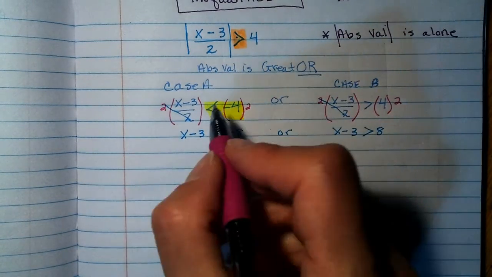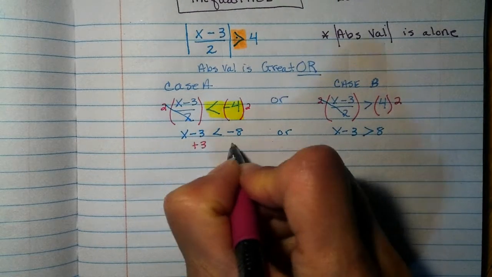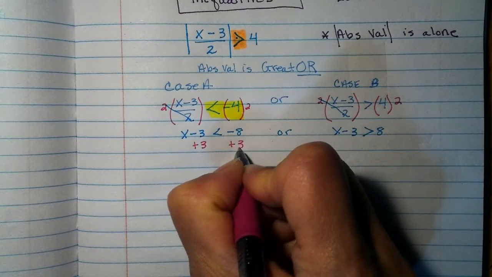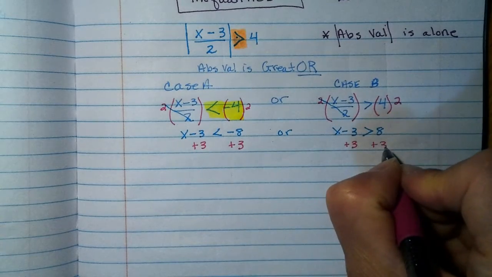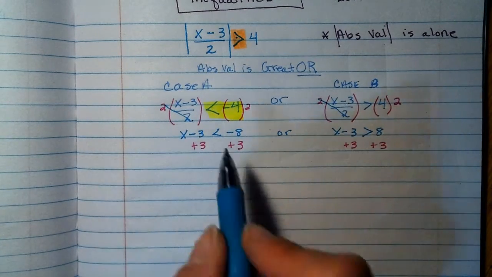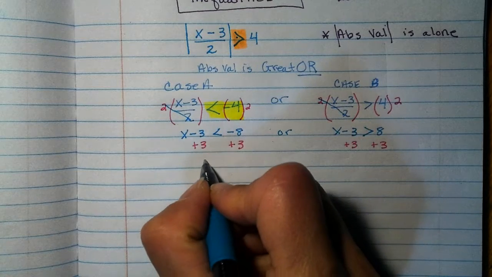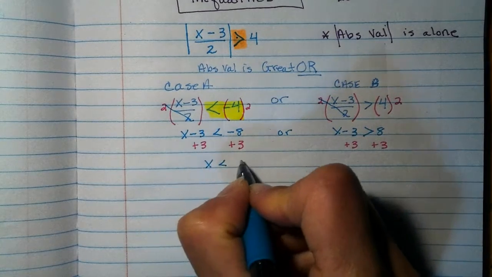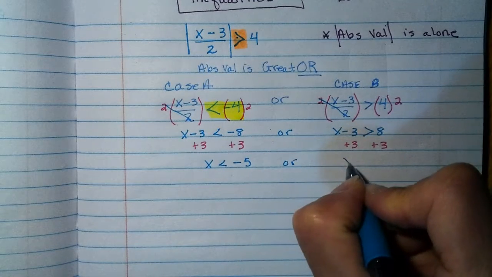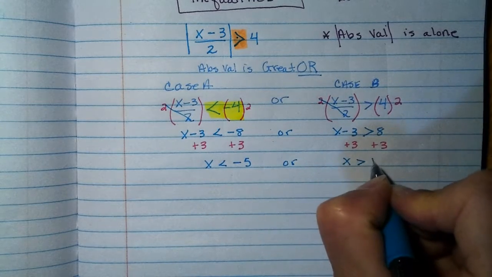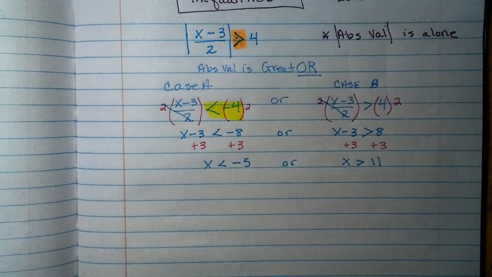Notice that the same math applies. I'm going to add 3 to both sides because I want x by itself. So this gives me 0, so that gives me x is less than negative 5, or x is greater than 11. So you can see we got the same numbers, but we have these inequalities which make things a little trickier.